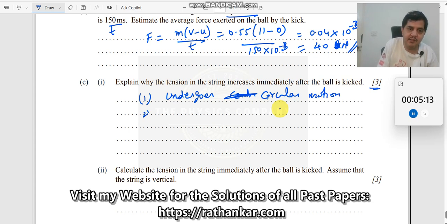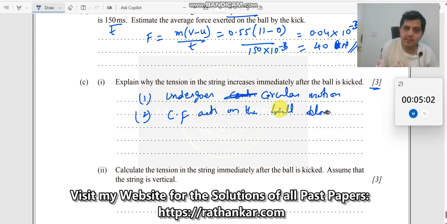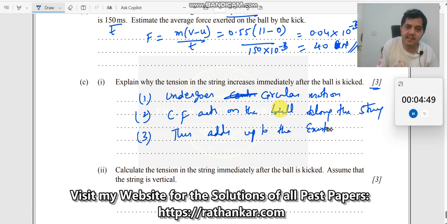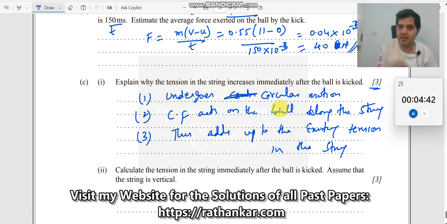And second point, what does it say? When it undergoes centripetal motion or circular motion, what happens? Centripetal force acts on the ball along the string, right? And what's the third one? Third one is that this adds up to the existing tension in this string. That's it. Okay, you got all the 3 marks.